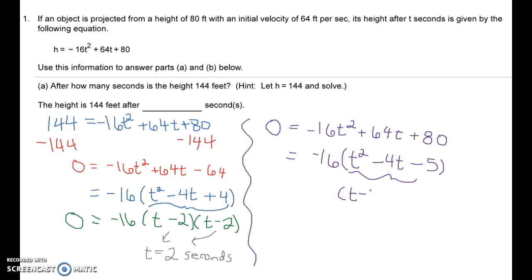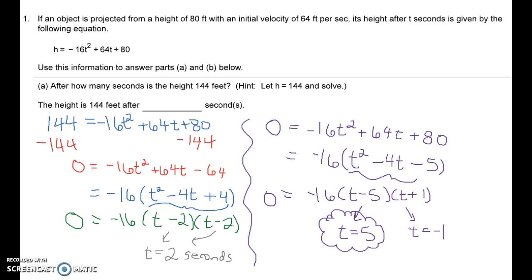It should factor into t minus 5 and t plus 1. The negative 16 is still out front. It still equals 0. Again, the negative 16, because it's equal to 0, does not affect your two answers. You would get t equals 5 or t equals negative 1. What I'm doing, again, is setting each one of those binomials equal to 0 using the zero factor property. And so, again, in these problems, you generally only take the positive answer. The negative answer does not apply because of the projectile motion situation.